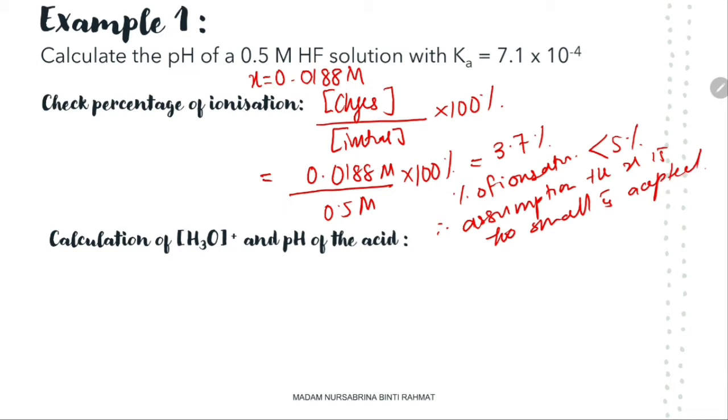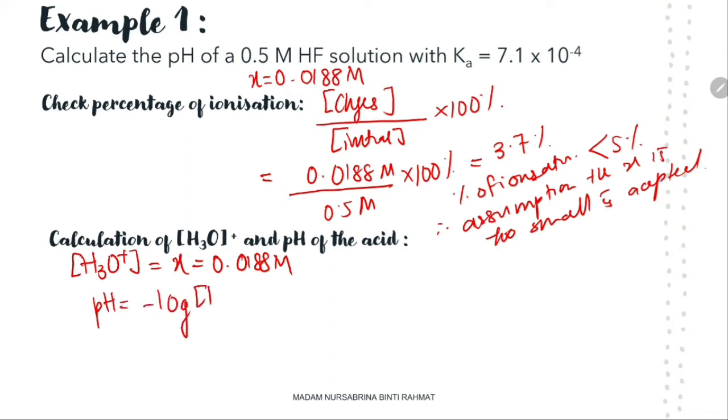Then calculate H3O plus and pH of the acid. Our H3O plus concentration is equivalent to our X, which is 0.0188 molar, and pH equals negative log H3O plus. Just substitute the concentration into the formula. So you will get your pH to be 1.73. Is that clear?